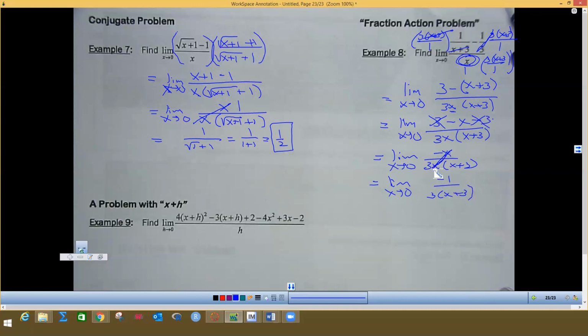That got rid of that x in the bottom, so now I can plug the 0 in for the x. 0 plus 3 is 3, and 3 times 3 is 9, so that would be the limit on number 8. I hope this helps.